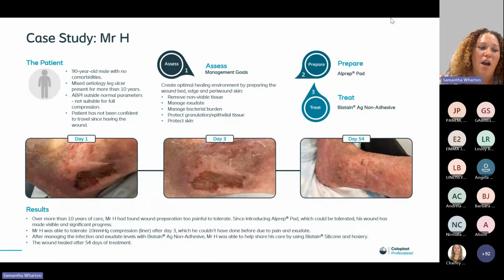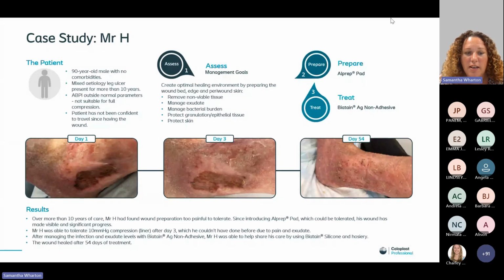So the results were: over more than 10 years of care, Mr. H had found wound preparation too painful to tolerate. Since introducing All Prep Pad, which could be tolerated, his wound has made visible and significant progression. He was able to tolerate a 10mm of mercury compression liner after day 3, which he couldn't have done before due to his pain and exudate. So after 3 days after having that wound preparation, he was able to have that 10mm of mercury compression.